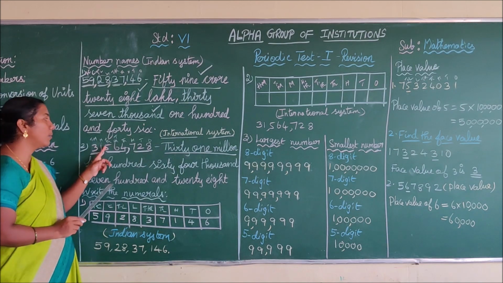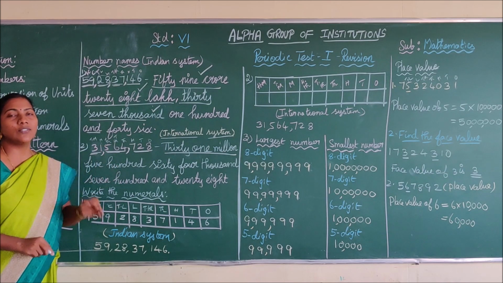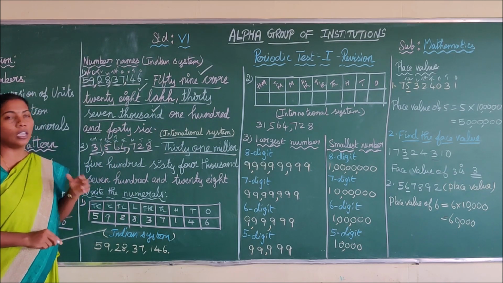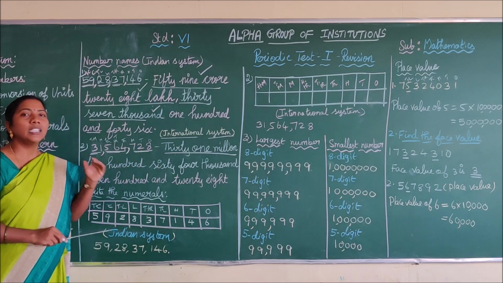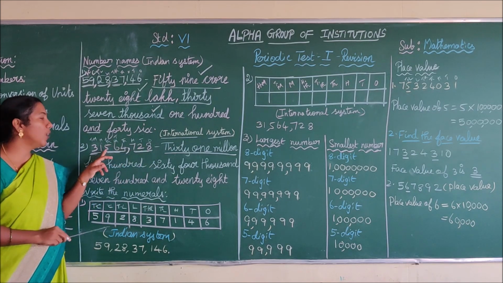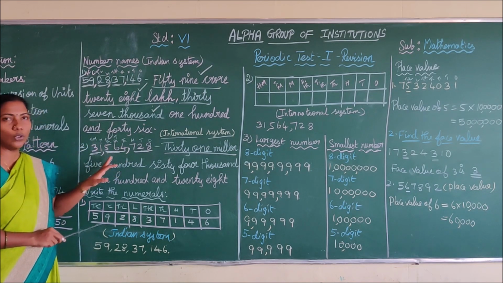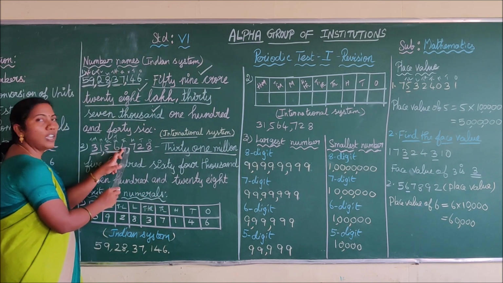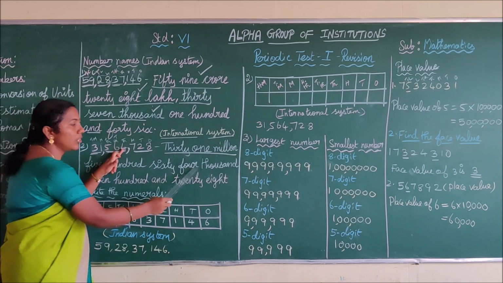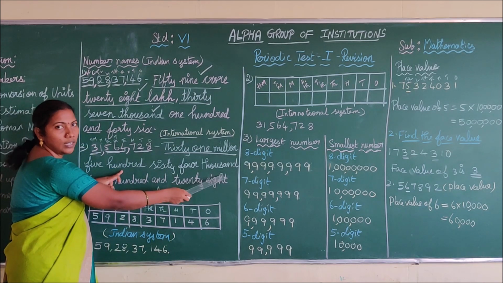Next, what is the next period of the number? 564. Here listen carefully. Don't say it digit by digit. Here you have to say 564. Here only you have to say 728. You have to read it as 564, so you have to write it as 564. What is the place value here, children? Yes, thousands. So you have to write it as 564,000. Is it clear, children?